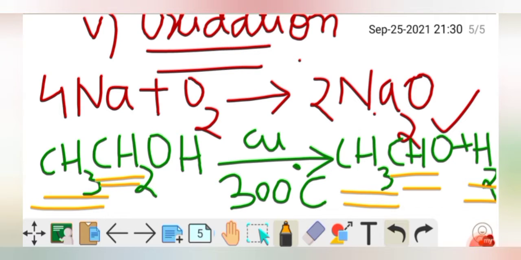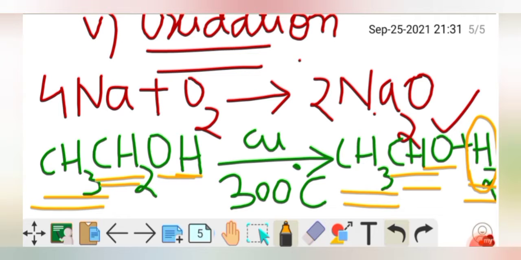CH3, then OH, O, and then here H. This H is released as H2. So according to the definition, if a hydrogen is removed, then through the definition hydrogen is also removed here. So this is also a correct example of an oxidation reaction.